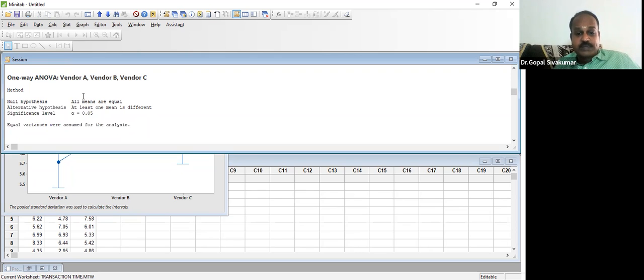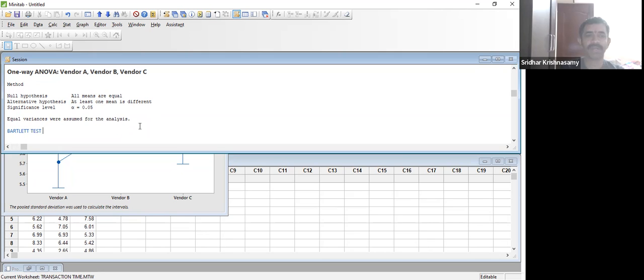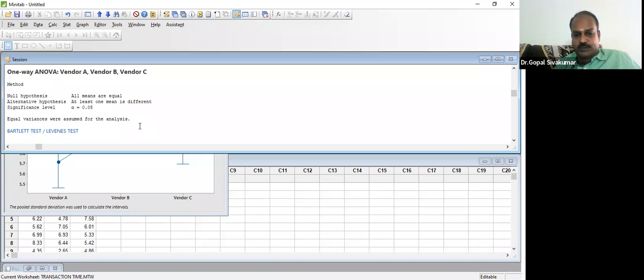And then the assumption. Whenever you do ANOVA, the assumption is variances are equal. Either you make an assumption or you test the variance also. If you test the variance, it is called Bartlett test. What is that? Bartlett test. There is another equivalent test, Levene's test. Do any one of them.